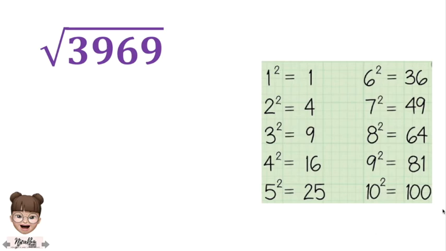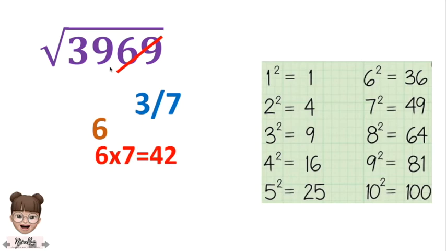Right, so 9 again comes from 3 or 7, and we eliminate this, and then we get now 39. 39 is smaller than 49, so again this must have come from a 6. 6 times 7 is 42. Comparing the two numbers, 39 is smaller than 42, so we get 3. So the answer is 63. We're done with our examples now.